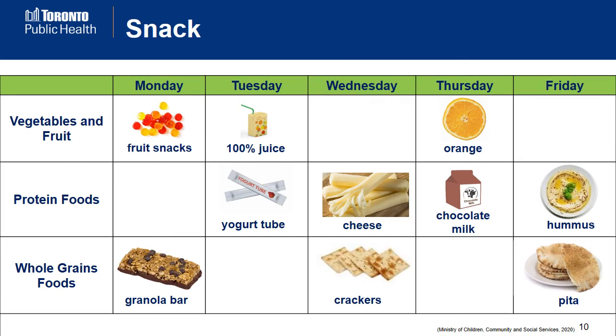Now let's look at an example of a weekly menu for a snack program. Remember, a snack at a student nutrition program includes at least 1 vegetable or fruit, plus 1 protein food or 1 whole grain food. Have a look at Monday. Would these foods meet the nutrition guidelines?